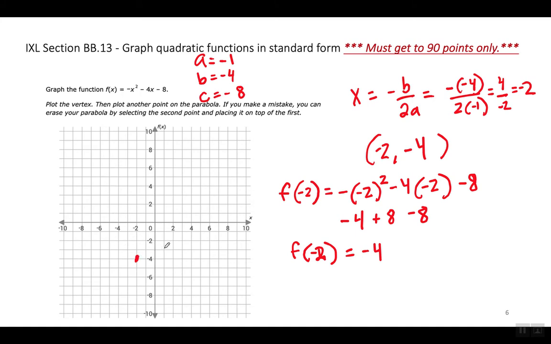Now is the parabola opening up or opening down? Since our a value is negative, the parabola opens down. Check if you could plot the y-intercept. Yes, you can. The y-intercept is at negative 8. That's it. I'm done. The y-intercept is at negative 8 right there. And IXL will do the rest, but on the other side, it should have a point right there as well. All right, and there's your parabola.